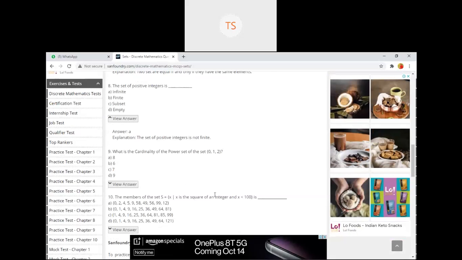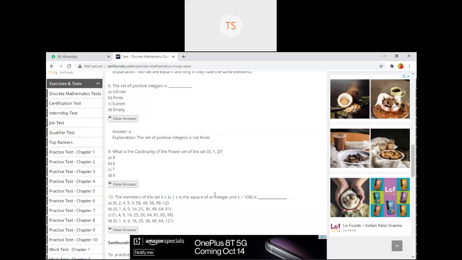Next, question number 9. What is the cardinality of the power set of the set {0, 1, 2}? First of all, you have to write the power set of 0, 1 and 2. How many subsets will you get for this particular set containing 3 elements? There is a small formula. Remember the formula? Yes, ma'am, 2 to the power n.